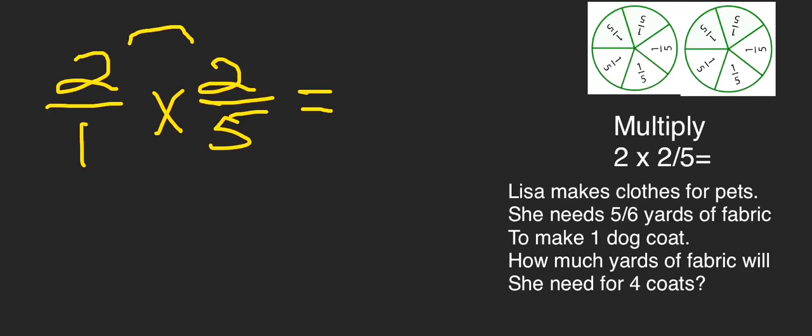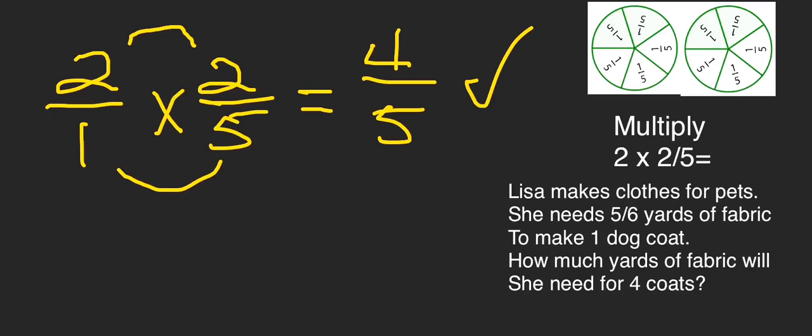So it's 2 times 2 and 1 times 5. And we get 4/5. And that's our final answer because there is no common factor that we can divide into 4 and into 5. 5 is a prime number. The only factors are 1 times 5. 4 is a composite number. You've got 1 times 4 and 2 times 2. No common factor other than 1, so 4/5 is the final answer.